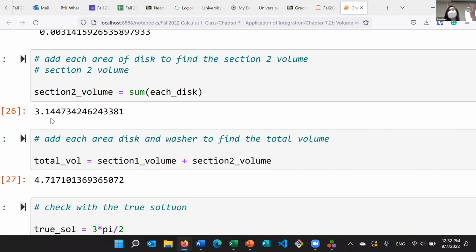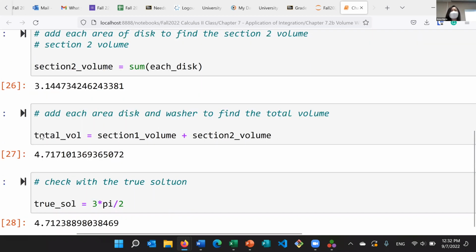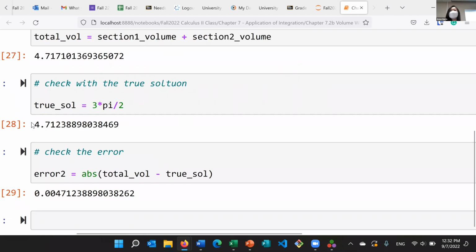So when you add it together, you get this. And the true solution is this. So it is pretty good. Look at the error. It's less than 5%, right? Since the width is 0.001, it's less than 1%, which is very good. You only had 1,000 discs and 1,000 washers, but really good answers.